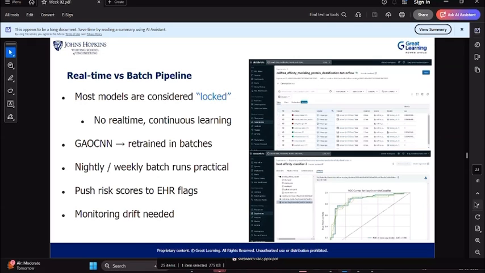And whenever we want to trigger the model retraining, we either train it in batches or we try to train it in real time.